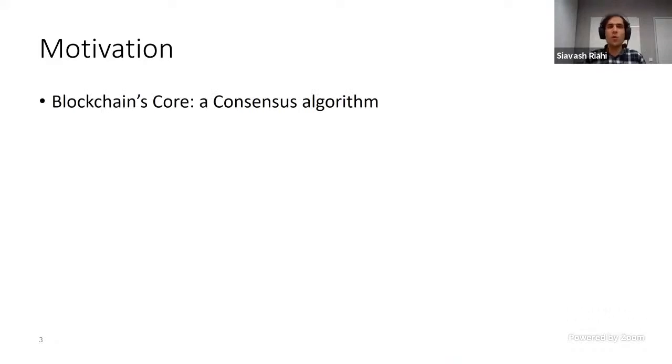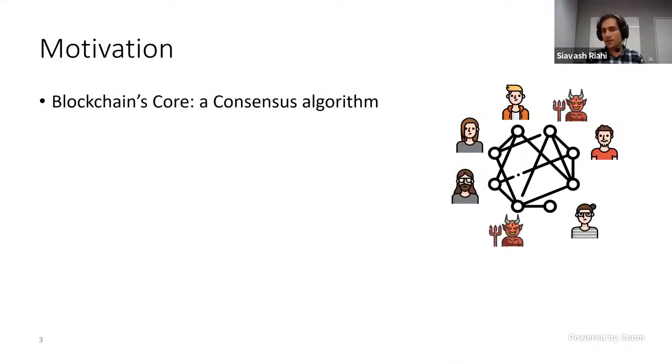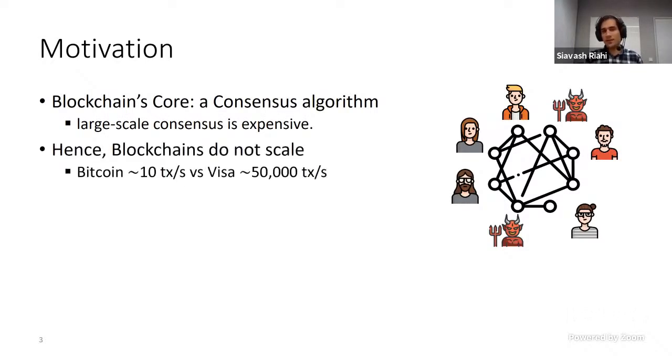Well, blockchain's core is basically a consensus algorithm, which is run between a set of parties, and as long as more than half of the parties participating in this consensus algorithm are honest, they can agree on the latest state of the system. However, consensus algorithms, large-scale consensus algorithms, are expensive. And that's one of the reasons why blockchain technologies do not scale. For example, Bitcoin can process around 10 transactions per second, while Visa payment system can process up to 50,000 transactions per second. This is quite a huge gap here.